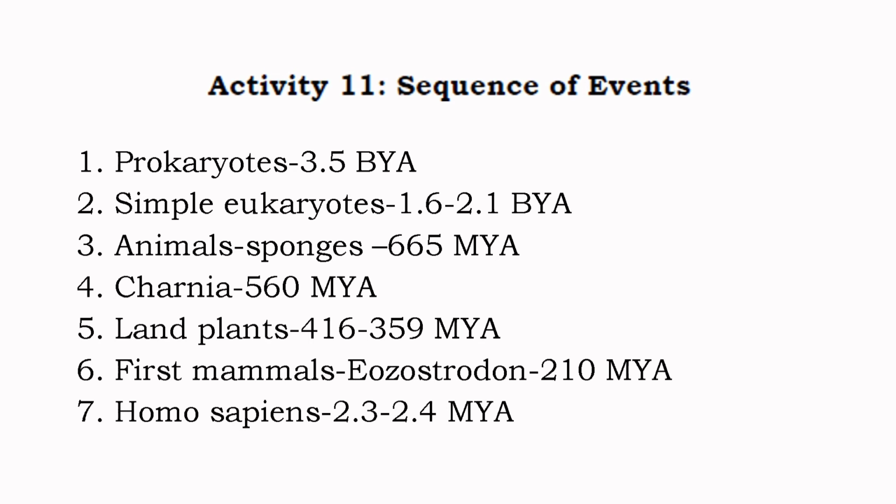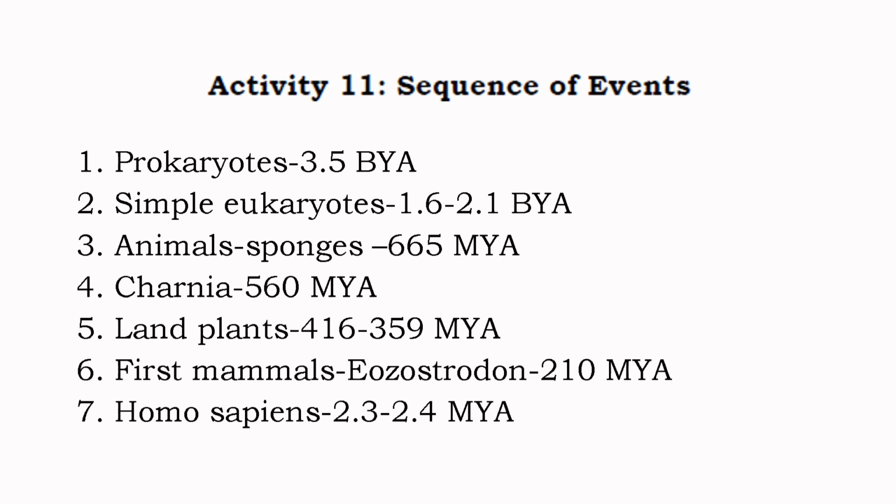Animals, sponges, happened during 665 million years ago. Charnia, 560 million years ago. Land plants, 416 to 359 million years ago. First mammals, Eozostrodon, is 210 million years ago. And on the 7th, Homo sapiens, 2.3 to 2.4 million years ago.